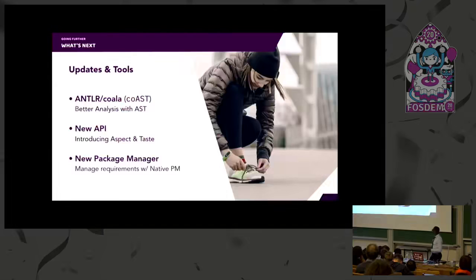Going further, the new thing that will come up is they are creating a way to provide us the AST of any language, a new API using aspect-oriented programming with aspect and taste, and a new package manager to just specify your requirements in your beers, and it will go fetch your NPM package or your pip package inside your beers to be sure that when your beers run, you have everything you need to analyze your code.